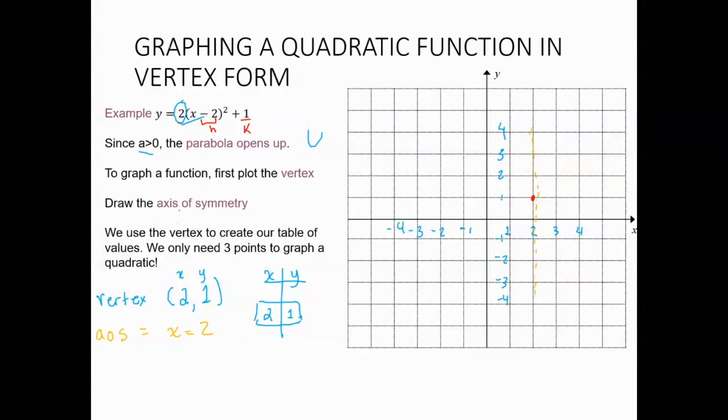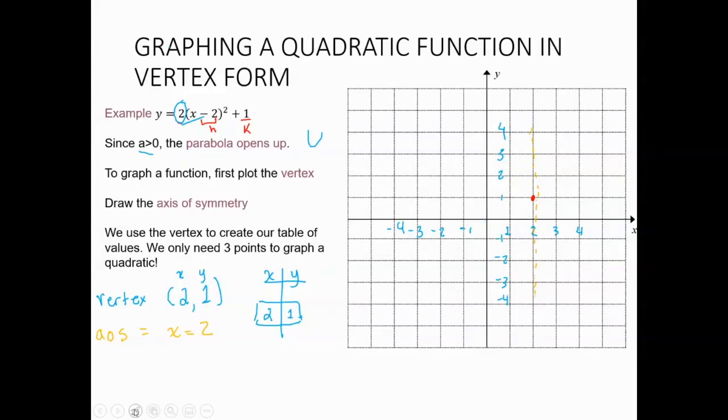Now I said here we use the vertex to create our table of values. We only actually need 3 points to draw a quadratic. Some teachers like you to do 5, but we really only need 3 points. So I'm going to pick a point to the left of my x value here. The reason for that is because I have my vertex being at 2. So I'm going to pick 1. You could have also picked 0.